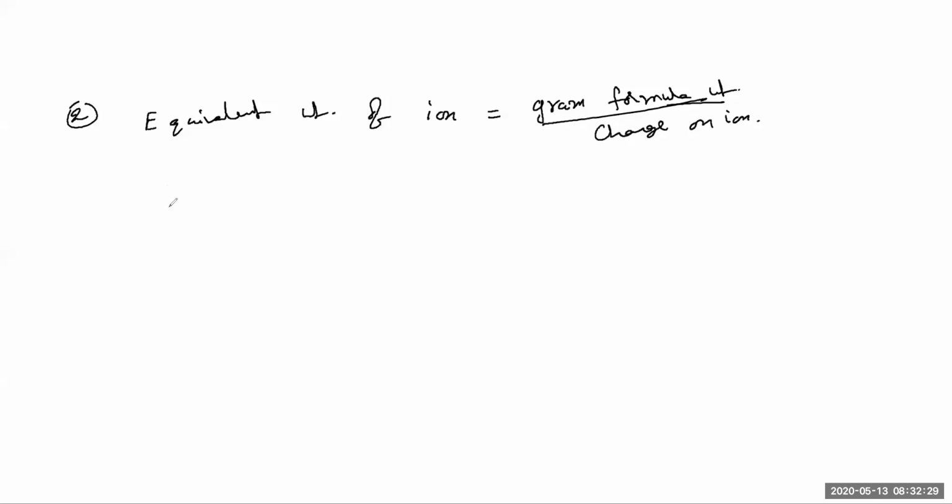Equivalent weight of sulfate ion. So what is the equivalent weight of sulfate ion? Gram formula weight of sulfate ion is 96. Sulfur is 32, oxygen 16 into 4 is 64. 32 plus 64 is 96. 96 by charge, which is 2 only. That is 48. That is the answer, right?